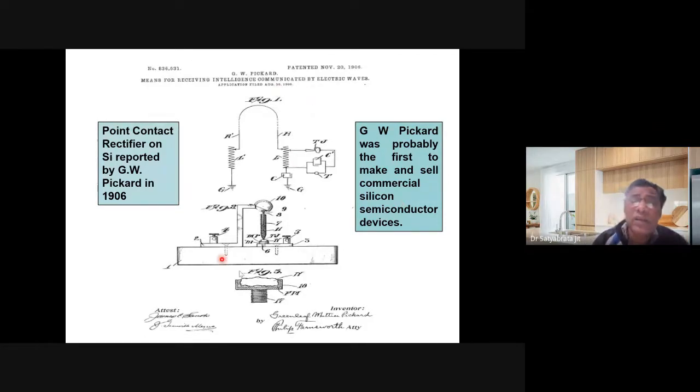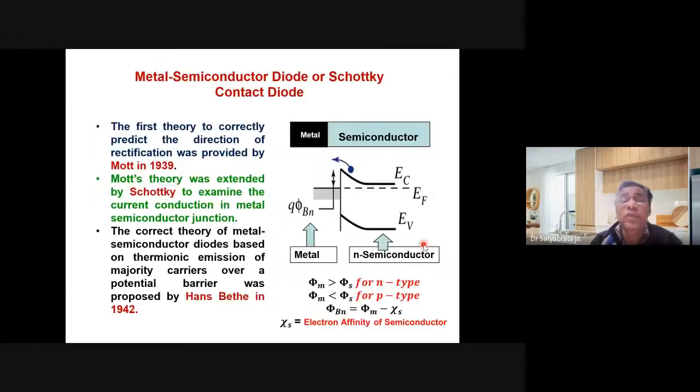So that is another point contact diode, which clearly used the concept of Bose, and this device was completely commercialized. These solid state diodes were commercialized, and the silicon based point contact diode was discovered by G. W. Pickard in 1906.